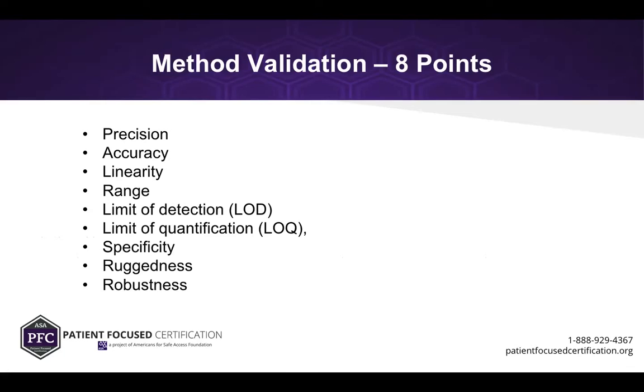In method validation, there are 8 key points that we're going to talk about, and these are consistent no matter which validation protocol you're going through. And these are precision, accuracy, linearity, range, limit of detection, also known as LOD, limit of quantification, or LOQ, specificity, ruggedness, and robustness.